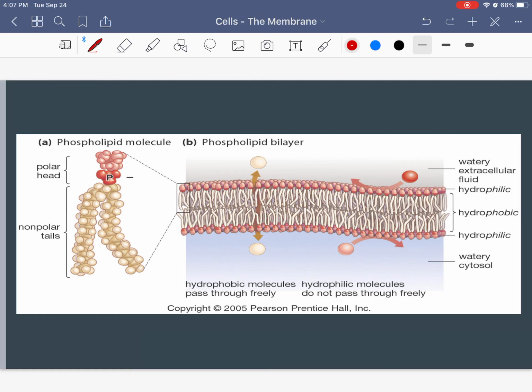Okay, so this is just another diagram that helps to explain what you see. If it is a hydrophobic molecule or a nonpolar molecule, it can move through. If it is a charged molecule, a hydrophilic or a polar molecule, it gets repelled by those phospholipids. It does not want it to go through.